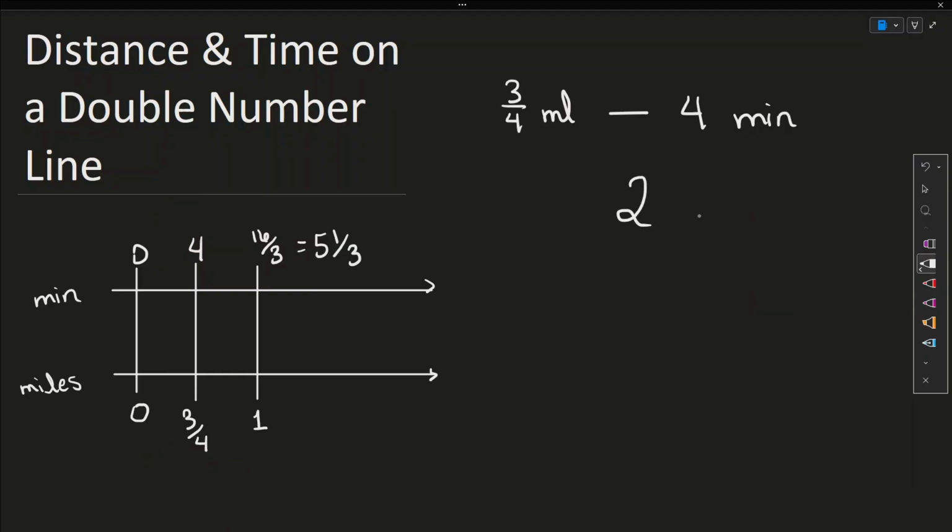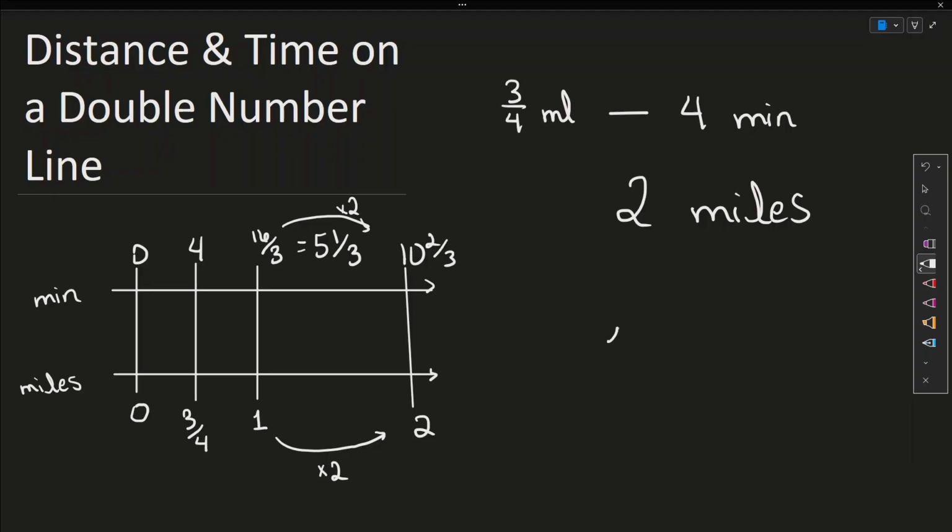Next, let's suppose we want to know how long it takes to go 2 miles. Well, if 1 mile is 5 1/3, then I can multiply by 2. I can double it. When I do, I get 10 2/3. So 10 2/3 minutes to travel 2 miles. The double number line helps us remember that distance and time are linked.